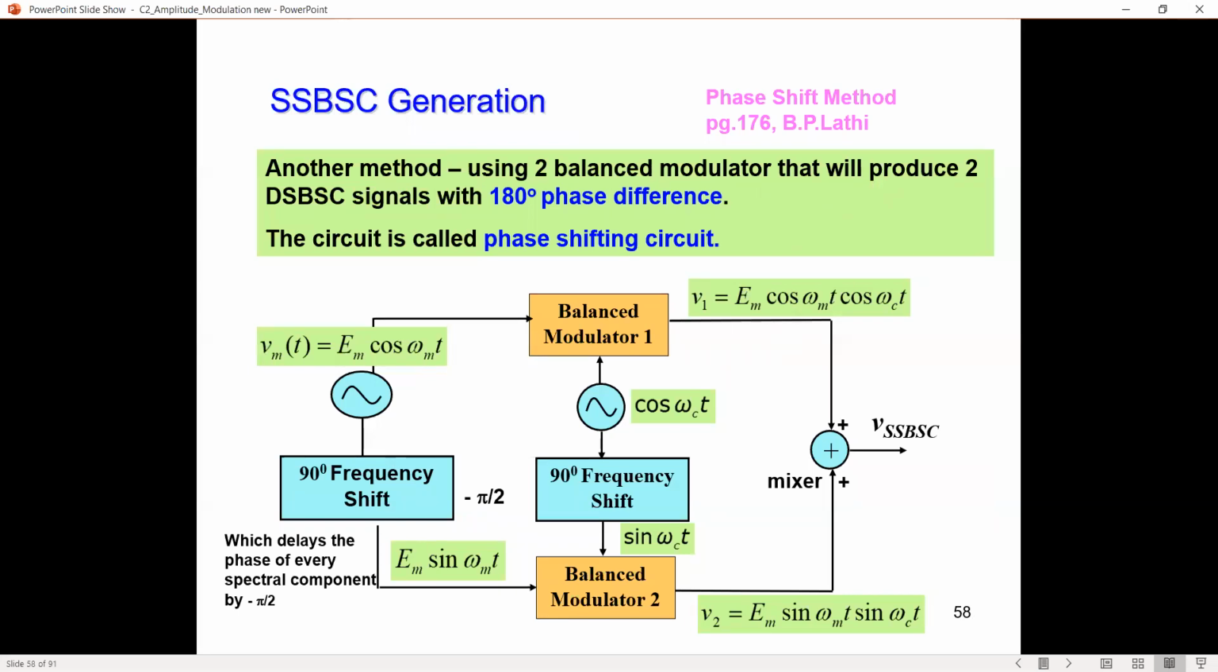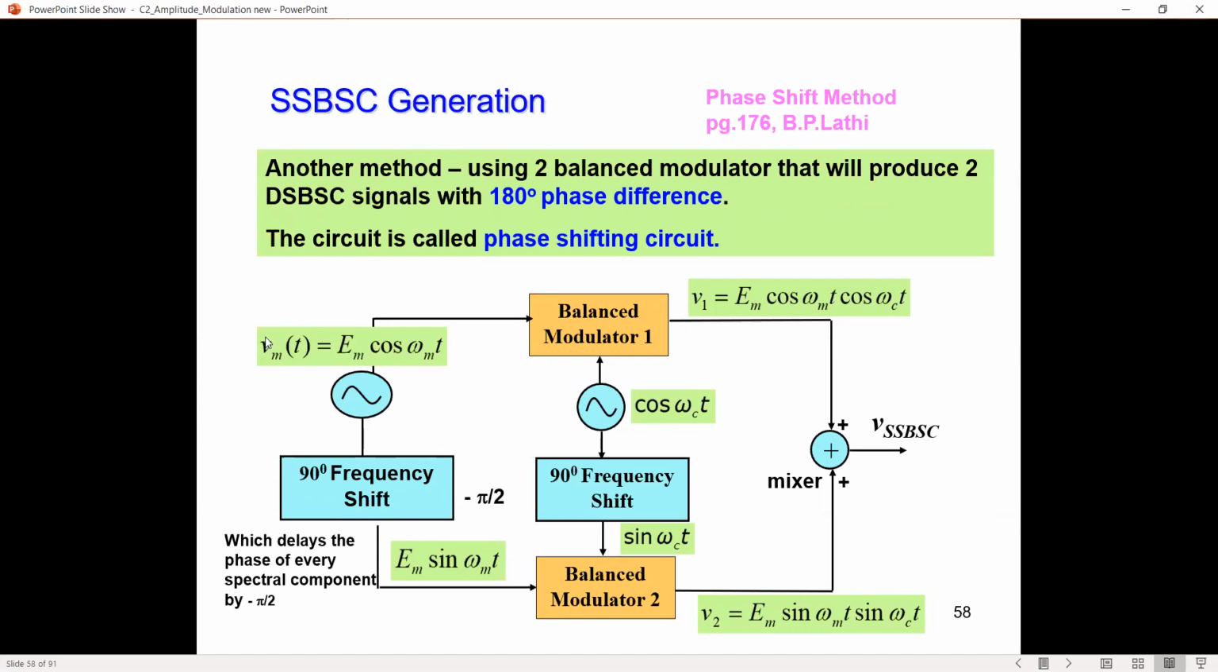So for the generation of single sideband, okay, this is another method of generating single sideband using two balance modulators. These two balance modulators will produce two double sideband signals with a 180-degree phase difference. Okay, and this is the phase shifting circuit.